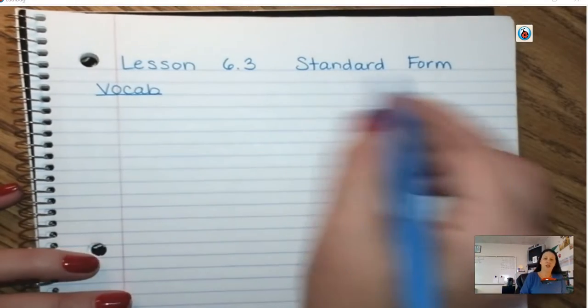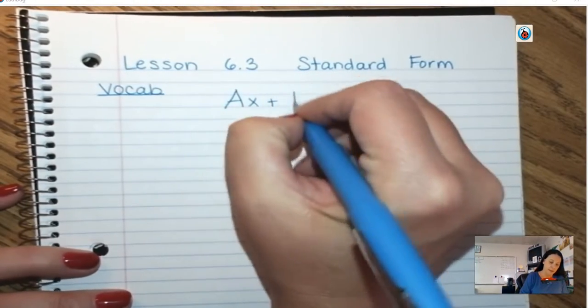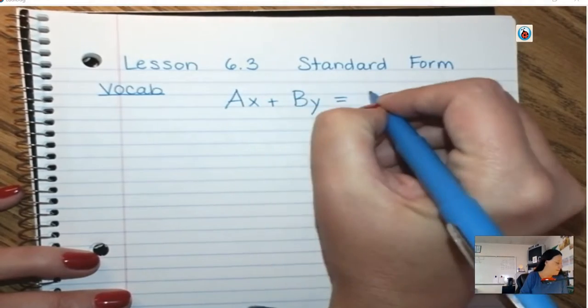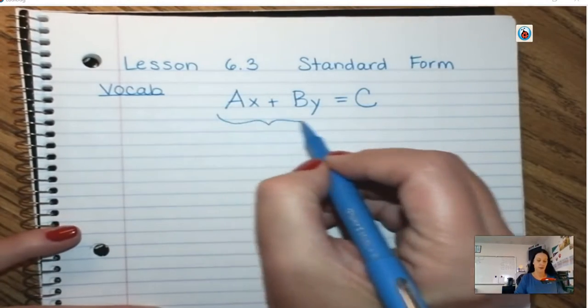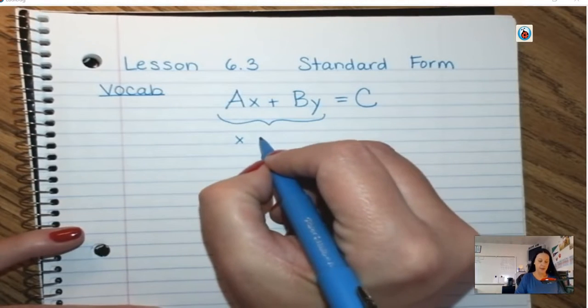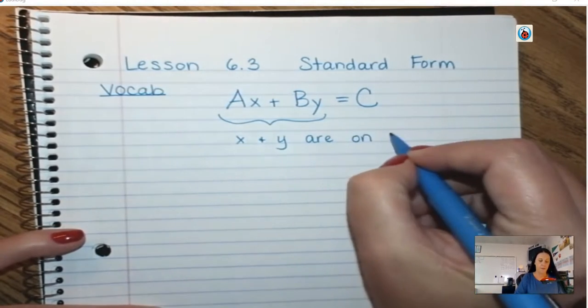So the vocab is just what is standard form. So it's AX plus BY equals C. So you just need the X and Y to be on the same side. The X and Y are on the same side.